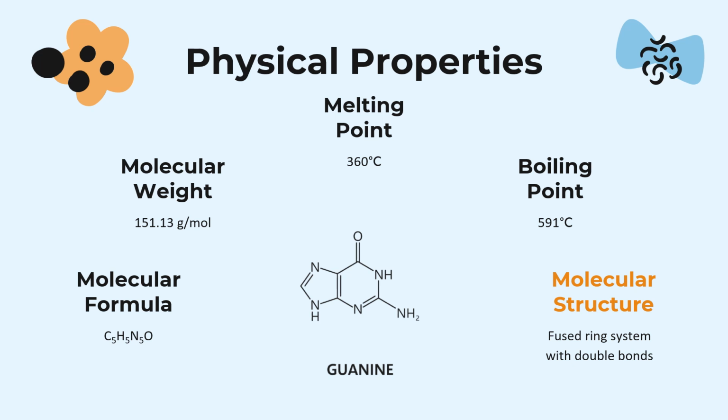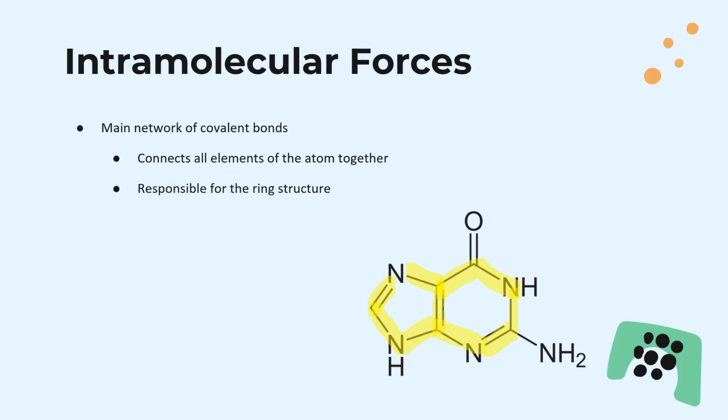Guanine's molecular structure is more specifically a fused pyrimidine and imidazole ring system with conjugated double bonds. And while this may sound super sciencey, this basically means that one of the rings is a hexagon shape, as seen in the pyrimidine, and the other is a pentagon shape in the imidazole. Guanine's molecular geometry is planar to help with stabilization within the molecule, as we can see in the intermolecular forces.